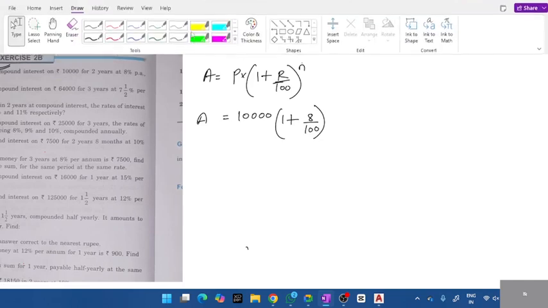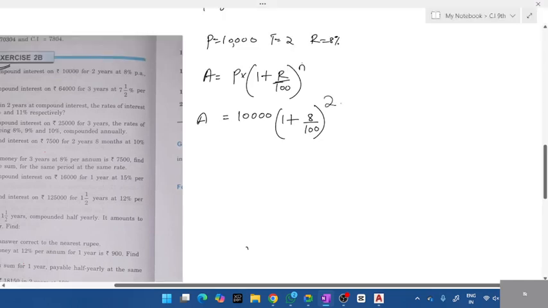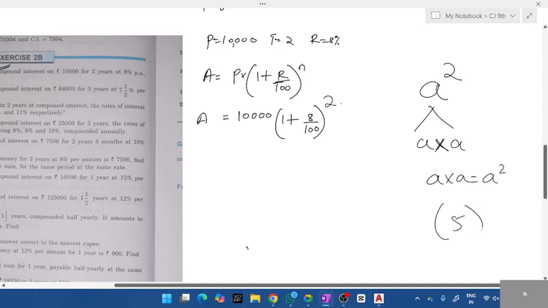N is equal to 2. Okay. Now, what is the value of a square? What is the value of a square, student? We did this last year. A square is nothing but a into a. Not last year, last chapter, rational numbers. I taught you this, right? What is a into a? A square. What is pi square? How much is pi square?